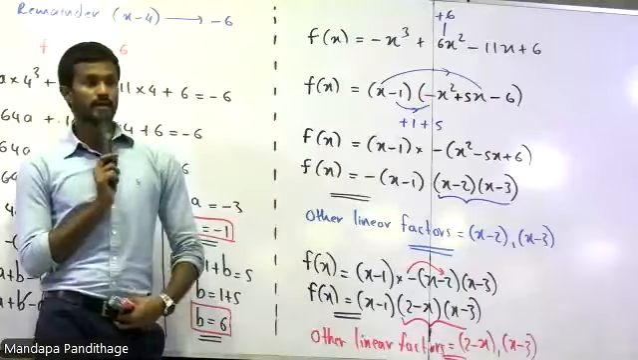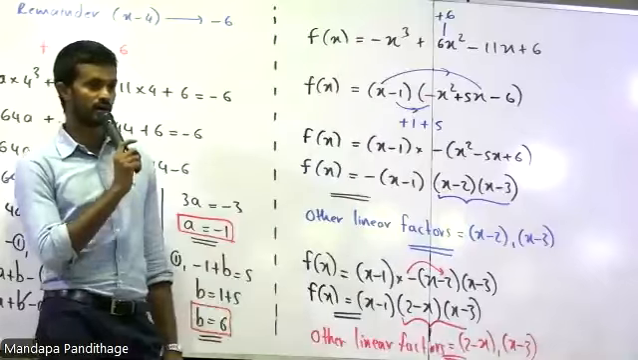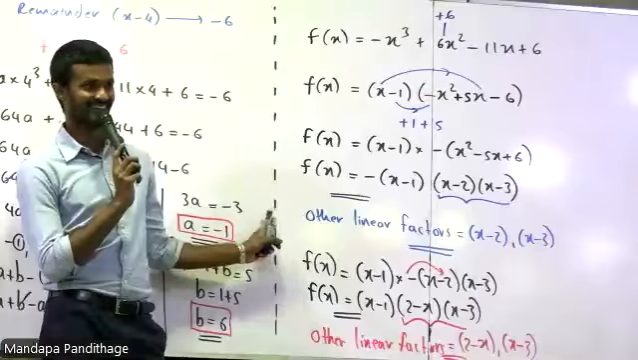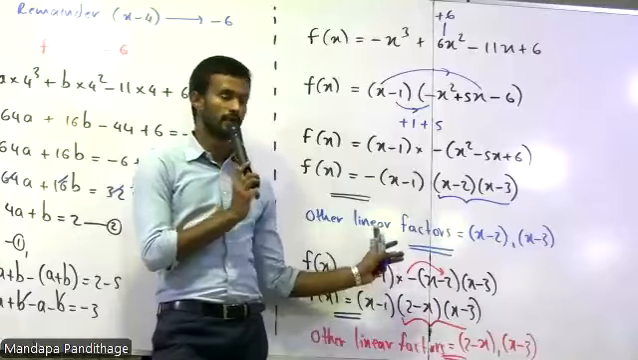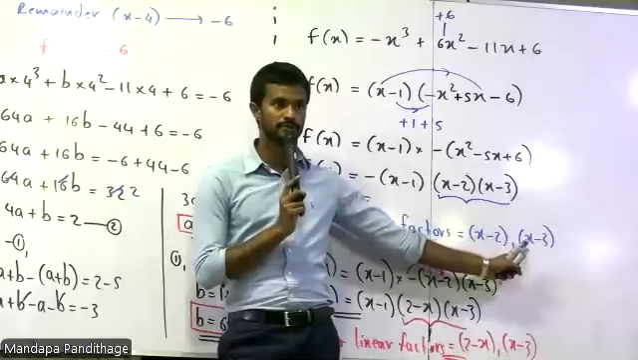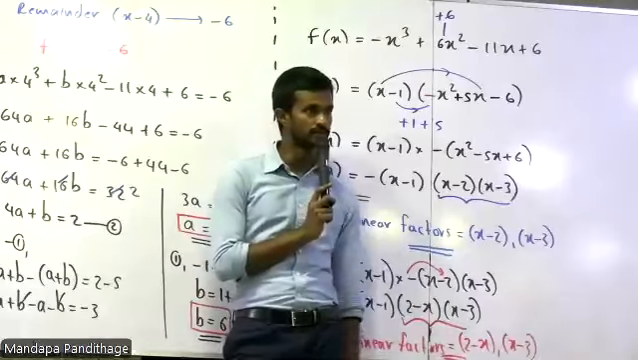Okay, now tell me. Focus, look at the board, everyone. See, the class is going. Again, in this case, what are the two linear factors? x minus 2 and x minus 3. And here, what are the two linear factors? 2 minus x and x minus 3.